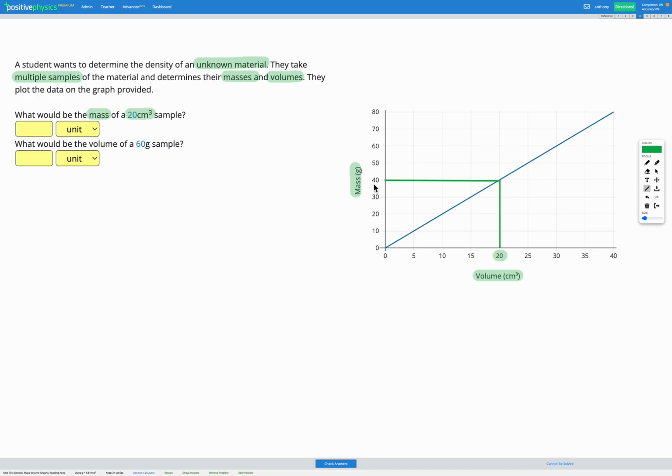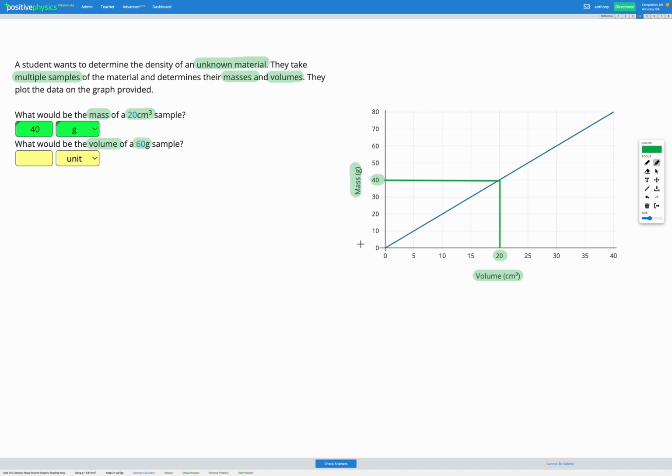We would need a mass of 40 grams in order to have a volume of 20 centimeters cubed. So let's check that over here. Awesome. Okay, next question. What would be the volume of a 60 gram sample?